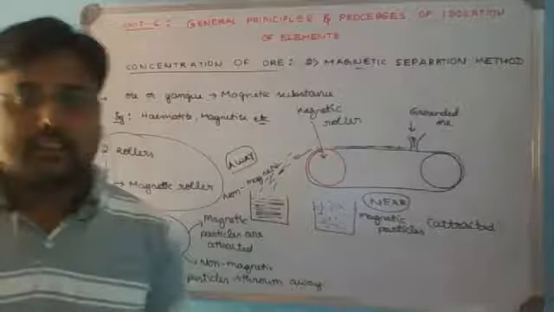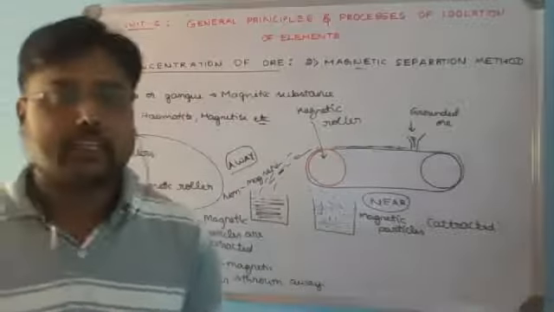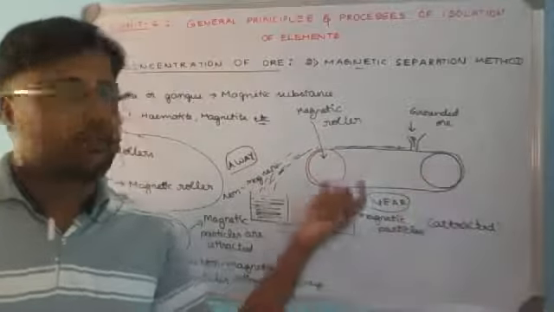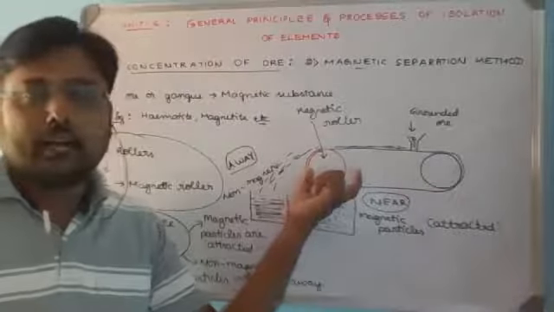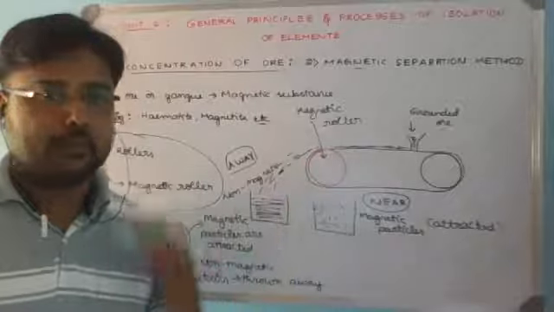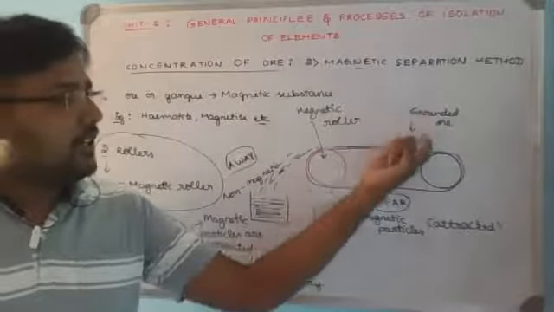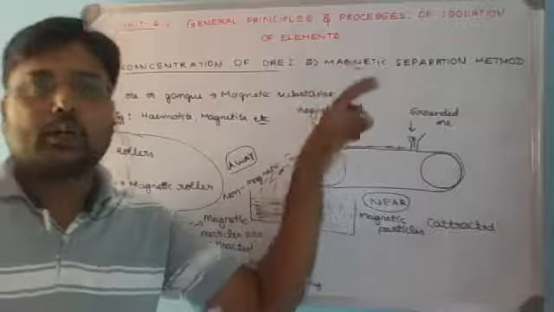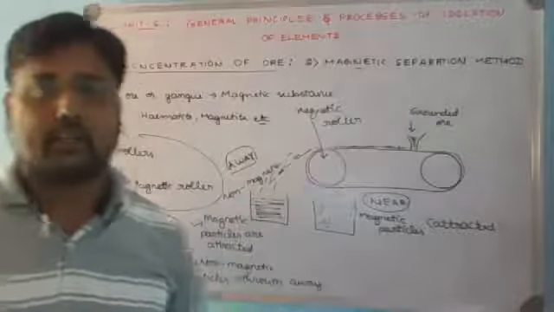So this is, in simple terms, how exactly magnetic separation takes place. You are going to take two rollers. One you are making as a magnetized roller. With the help of a conveyor belt, the ground or finely divided ore, you are going to pour it onto the conveyor belt.